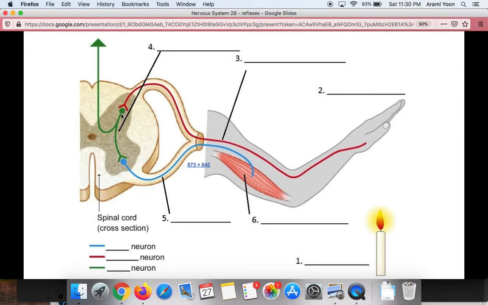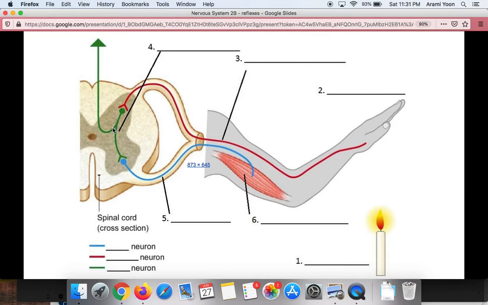Okay, so this green one is the interneuron, which you can see will synapse right here. There are its axon terminals with the dendrites at the soma of the blue neuron, and that blue neuron is the motor neuron, and it's going to connect right here at its axon terminals to this skeletal muscle right here. This is your triceps brachii, which will then stimulate it to contract, and that should move your hand away from the flame.